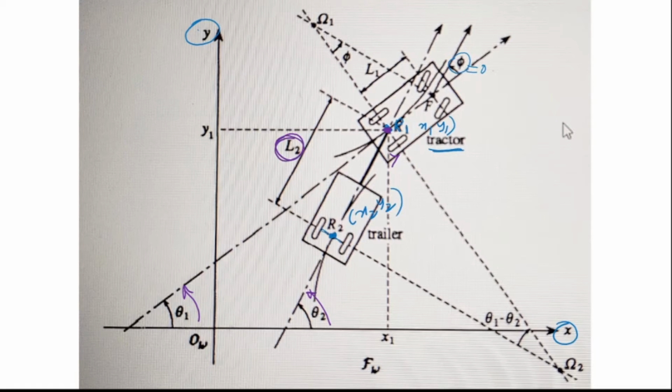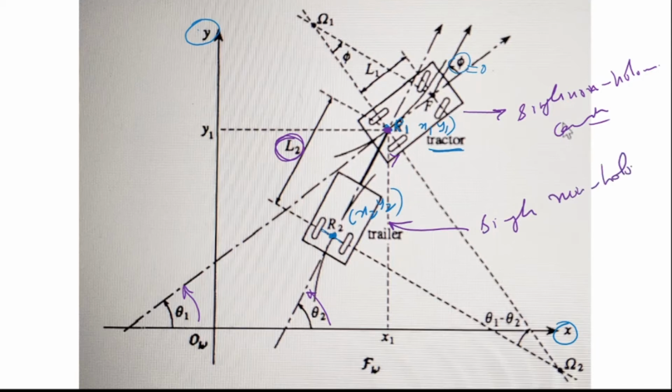Now let's proceed and see. The tractor is subjected to a single non-holonomic constraint. Similarly, the trailer is also subjected to a single non-holonomic constraint. That means both of them cannot go sideways. However, the trailer is related to the tractor because it is connected here with a revolute joint. Now let's see how we proceed to solve this problem.